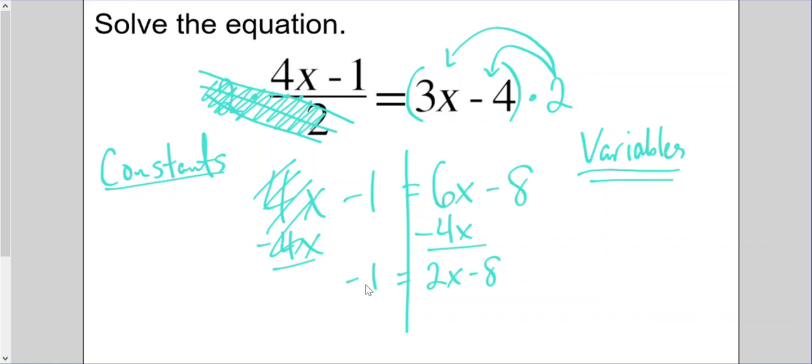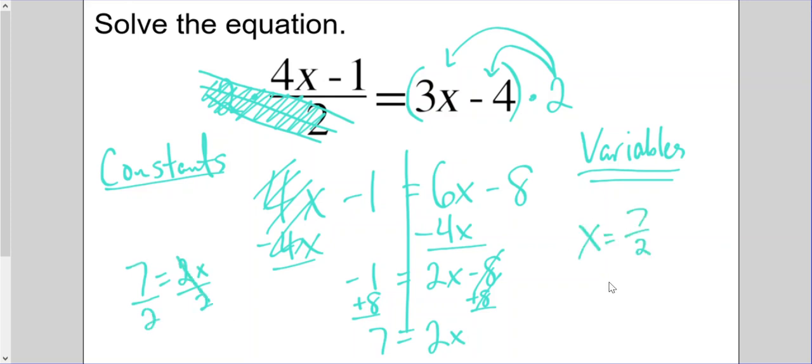Now I want my constants to this side. That means I have to cancel out the constants on my right side. So I'm going to add 8 to both sides. That goes away. That gives me 7 equals 2x. That gives me one more step. 7 equals 2x. I'm going to divide by 2 on both sides. That cancels out. That gives me either 7 over 2 or 3.5.